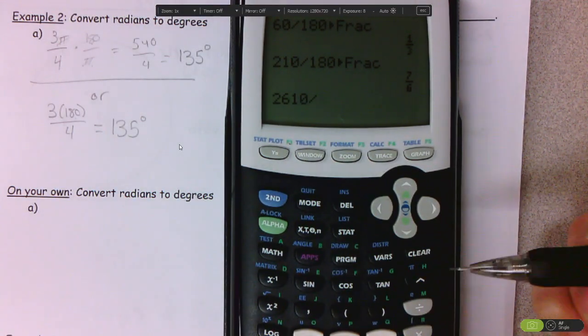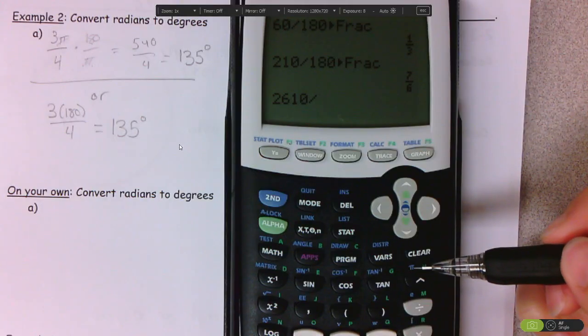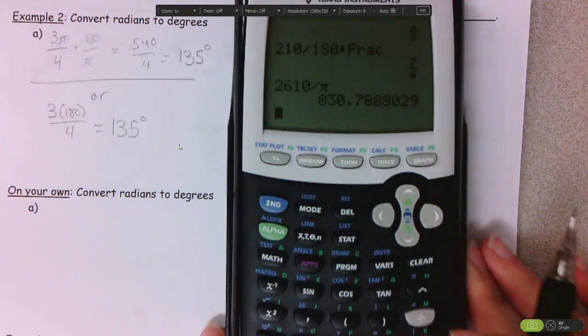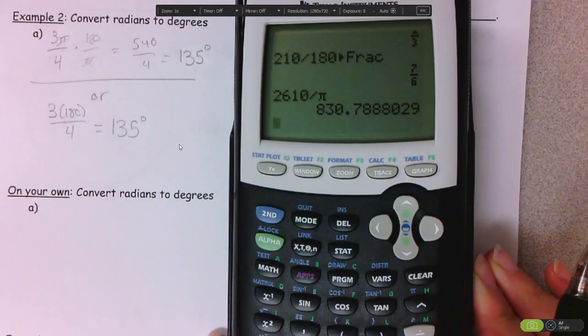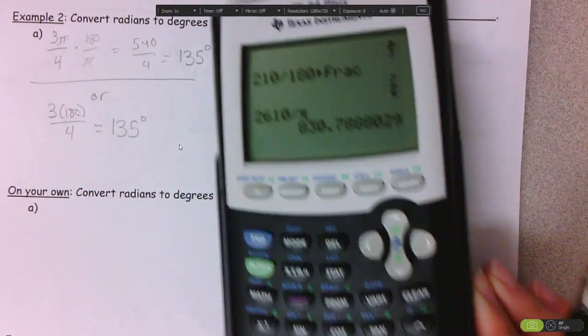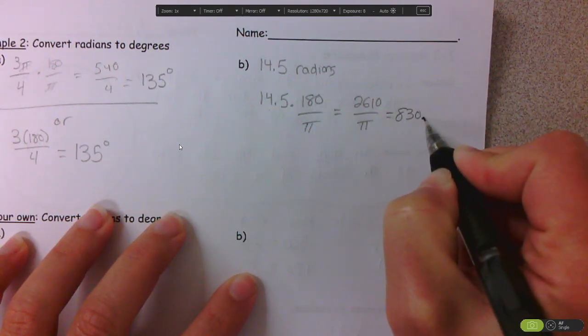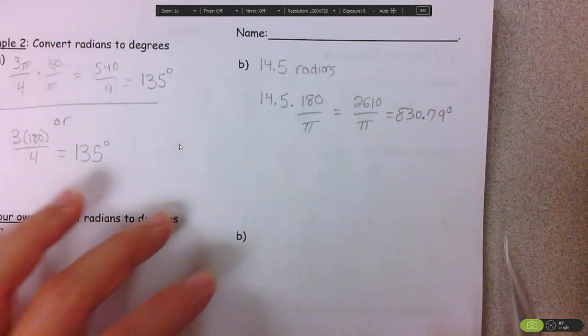In your calculator, we'll do 2610 divided by, and the pi sign is on top of the caret, so we'll hit second, pi, and then we get 830.79 degrees. So this equals 830.79 degrees.